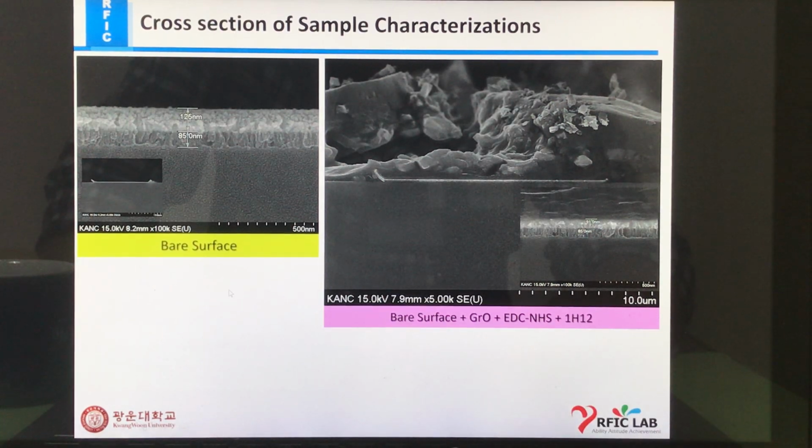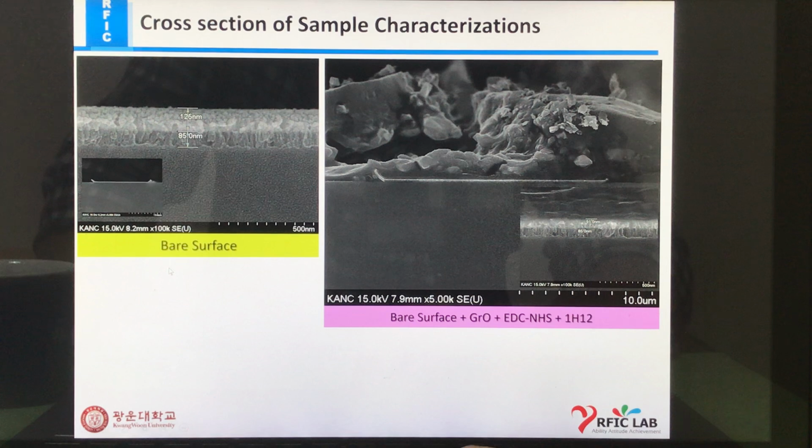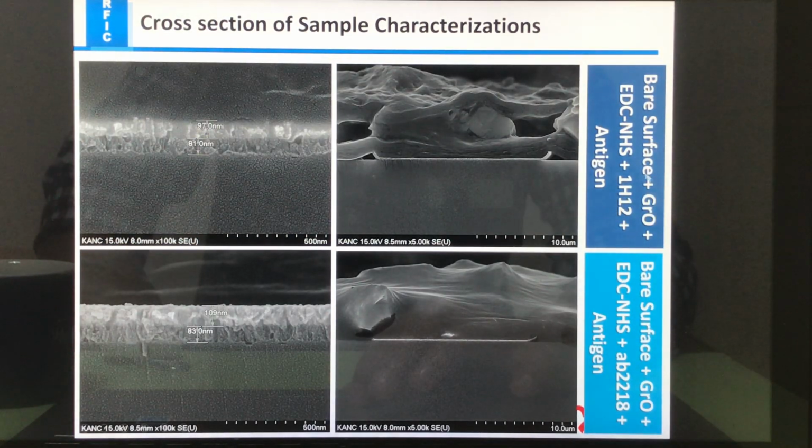So this is the cross section of the sample characterization that we did before. We just cut it out from the middle to check the cross sectional view, and so we got the length of the layer that we have, the platinum and titanium layer. The platinum and the titanium is almost 0.2 micrometer, and then with the presence of 1H12 we got this kind of morphology in the cross section part. And the same thing is with the antigen, 1H12 with antigen. So this is the platinum and titanium length, and then this collapse is on the surface.